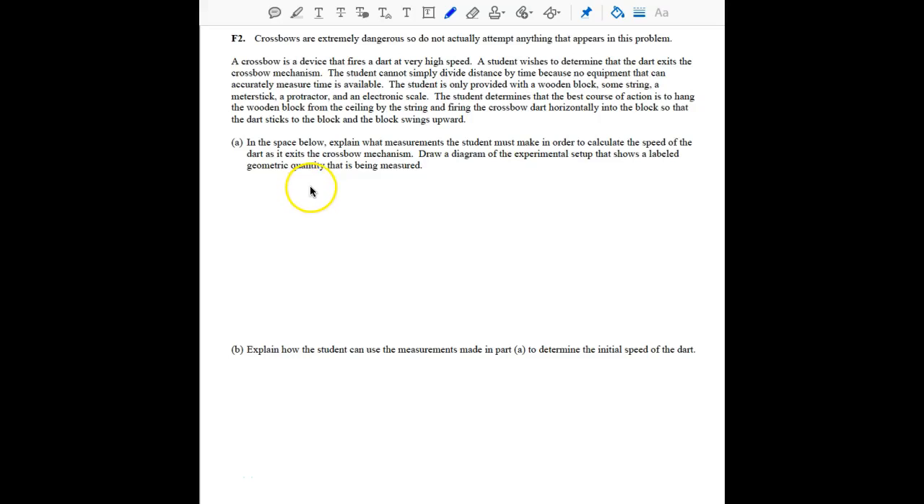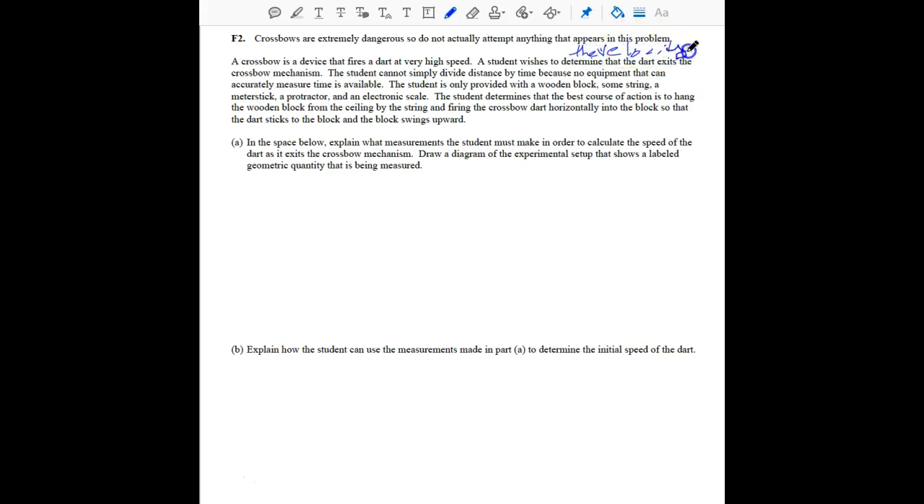Hey, this is Warner. We're going to take a look at number 2 for the momentum review. So you have a crossbow that fires a dart at a very high speed, and a student wishes to determine the velocity that the dart exits the crossbow mechanism. So what you'll have to do here is add the words "determine the velocity."